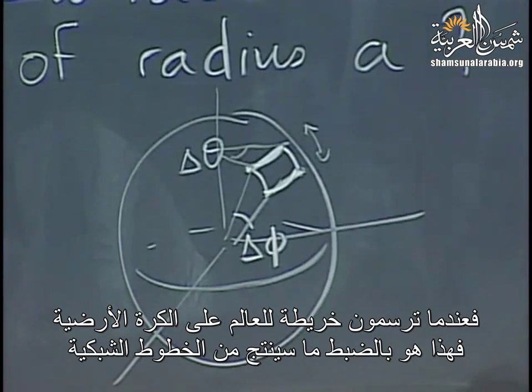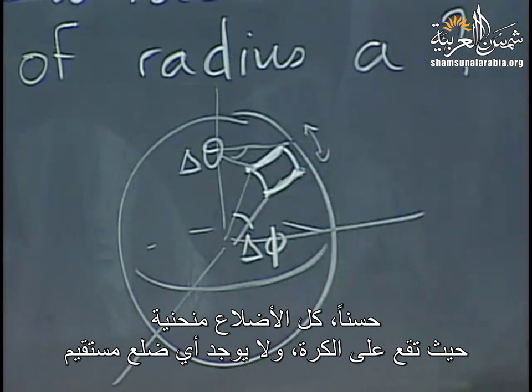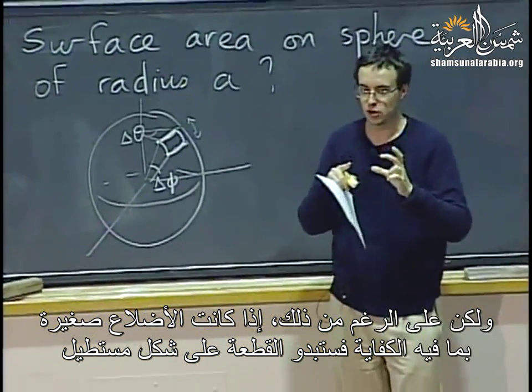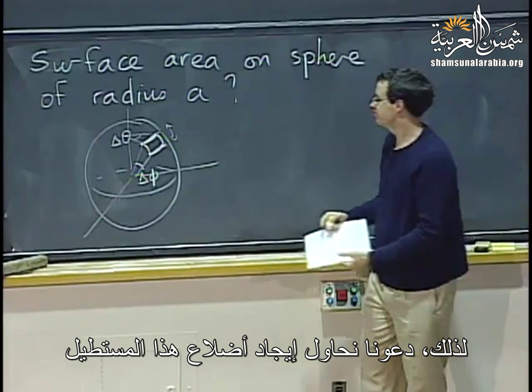Okay, so when you draw a map of the world on a globe, that's exactly what the grid lines form for you. So what's the area of this piece? Well, of course, all the sides are curvy. They're all on a sphere. None of them is straight. But still, if it's small enough, then it looks like a rectangle. So let's just try to figure out what the sides of your rectangle are.